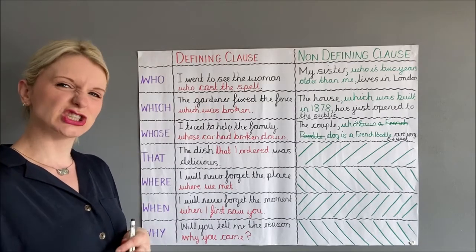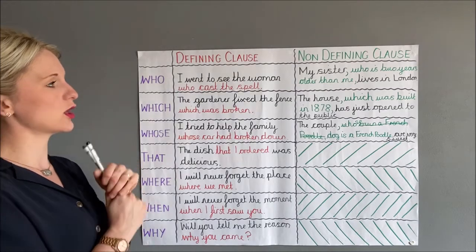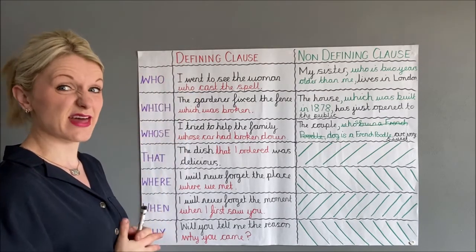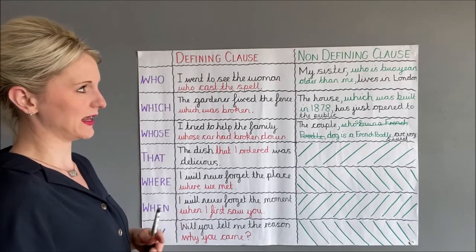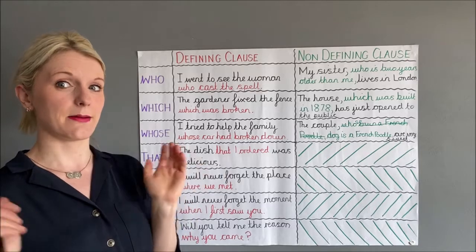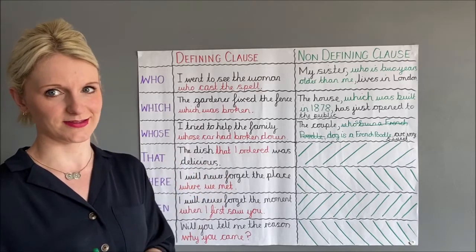Okay, once you have finished, just double check that your defining relative clauses have not got commas in them and that they are essential for the sentence to be clear, and that your non-defining relative clauses are separated by commas from the rest of the sentence.